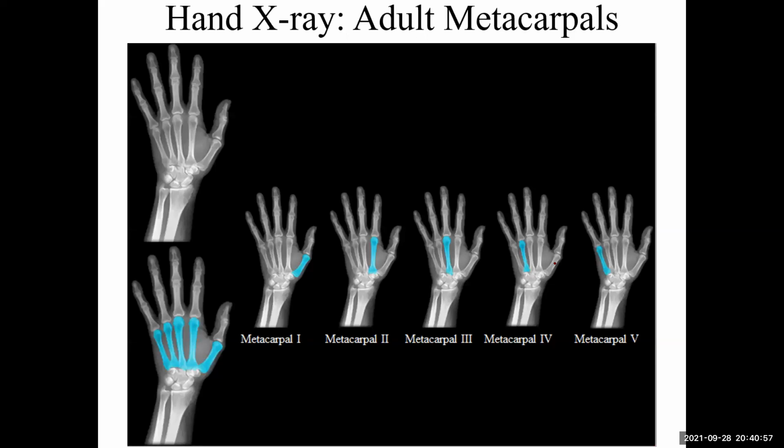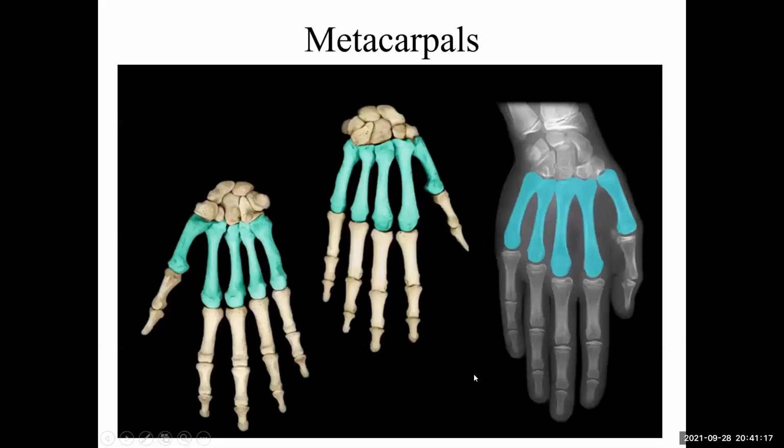So here you can see them all highlighted right here. Here are all the metacarpals in the palm. We start off on the thumb side, that's metacarpal 1, index finger is metacarpal 2, middle finger is metacarpal 3, ring finger is metacarpal 4, then the pinky is metacarpal 5. That's simple, easy. You should not lose any points on that. Here are all 5 metacarpals, because you have 5 fingers, you have 5 metacarpals.